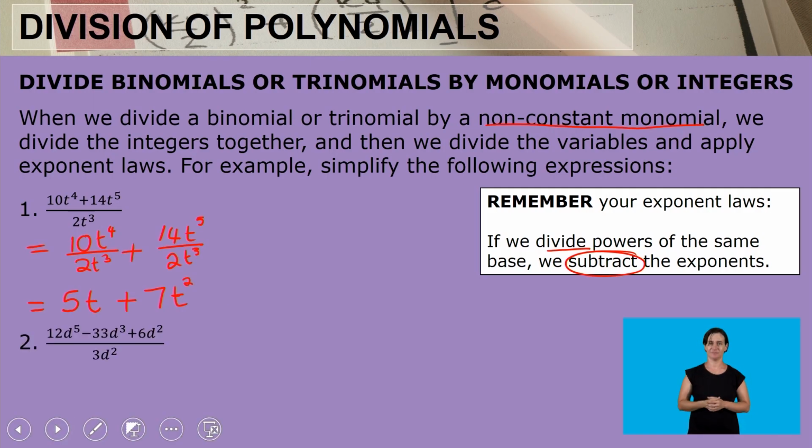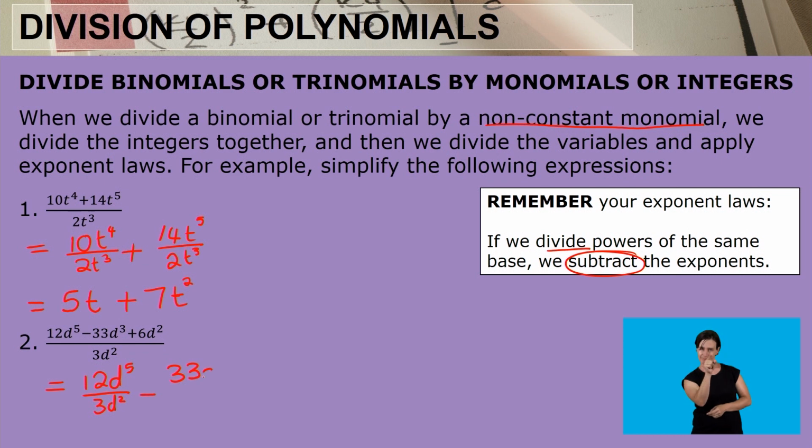Let's look at our last question, which is a trinomial being divided by a non-constant monomial. Remember, each of them must get that term that is being divided. 12d exponent 5 divided by 3d squared minus, because we are subtracting in our trinomial, 33d cubed divided by 3d squared. And lastly, we have 6d squared divided by 3d squared.